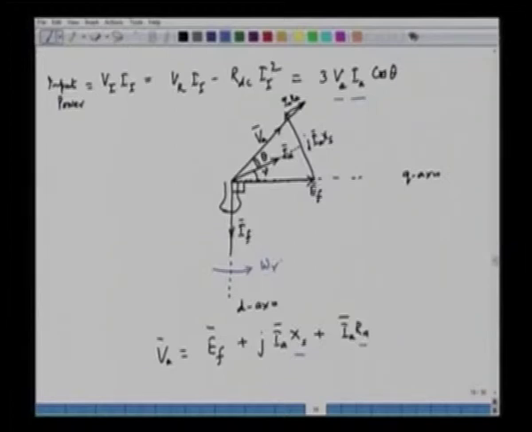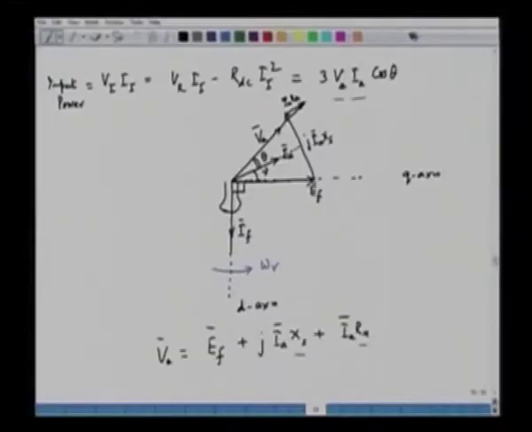What about the stationary phase? If we see the stationary phase, we can have a reference for it, that is the phase A. The phase A axis is the reference of the stationary phase. If you take the phase A reference, the angle that the rotor subtends with phase A is the rotor angle, theta r. The rotor is moving away at a speed of omega r. So, theta r is the angle between the d axis of the rotor and the reference phase A axis, which is stationary.